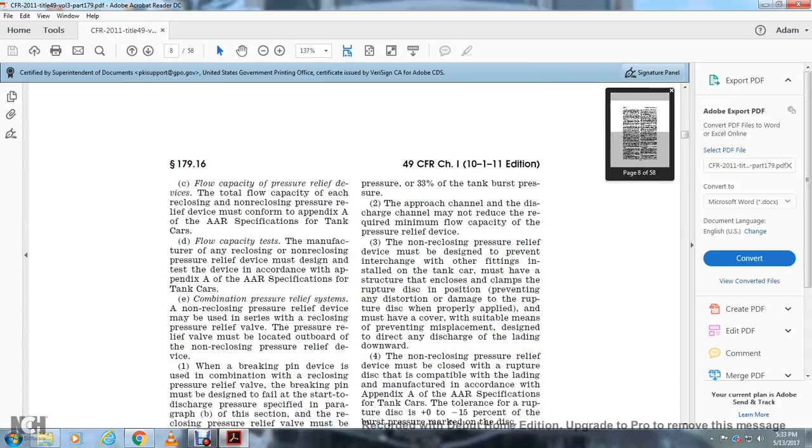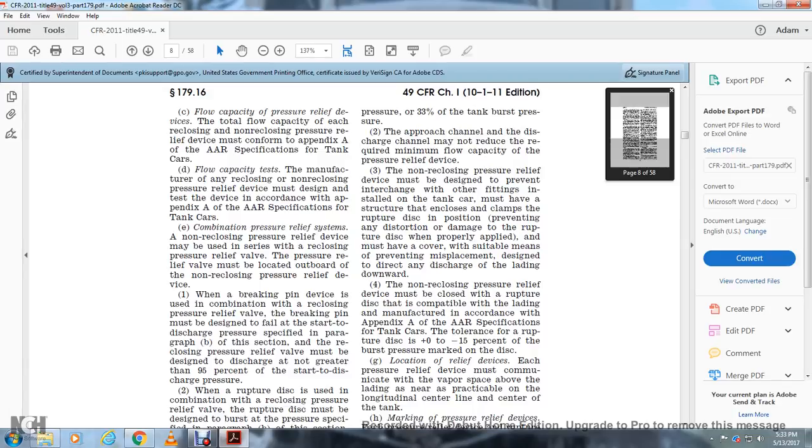Flow capacity for the pressure relief device: the total flow capacity of each reclosing and non-reclosing pressure relief device must conform with Appendix A of the Association of American Railroads specification for tank cars. Flow capacity test: the manufacturer of the reclosing and non-reclosing pressure relief device must test the device in accordance with Appendix A of the AAR specification for tank cars.